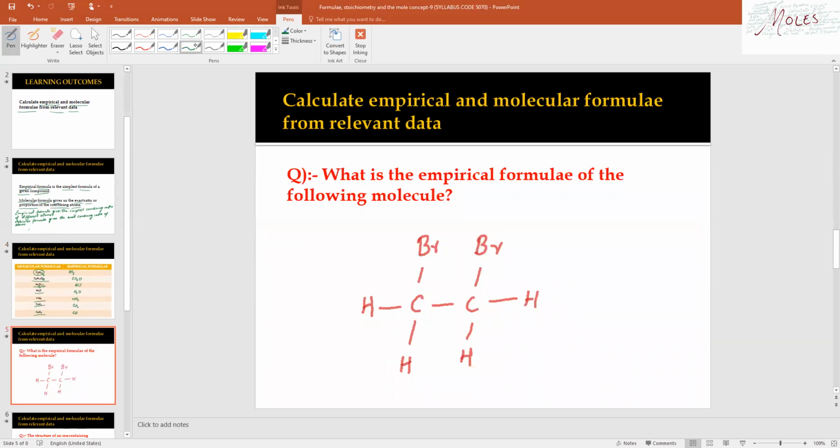Now try this question. What is the empirical formula of this molecule? First of all, we will write the molecular formula. How many atoms of carbon are there? Just 2 atoms of carbon. How many atoms of hydrogen? 4. And we have 2 atoms of Br. This is the molecular formula. Now work out the simplified version of this molecule. The answer will be CH2Br.